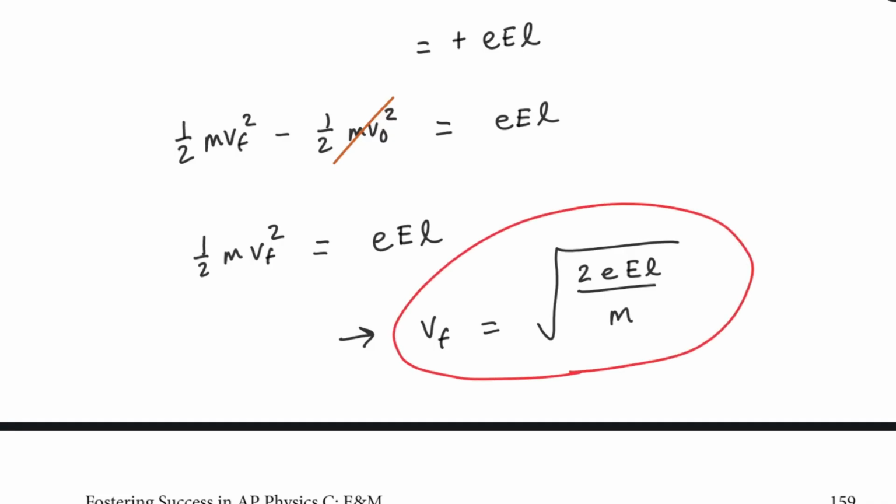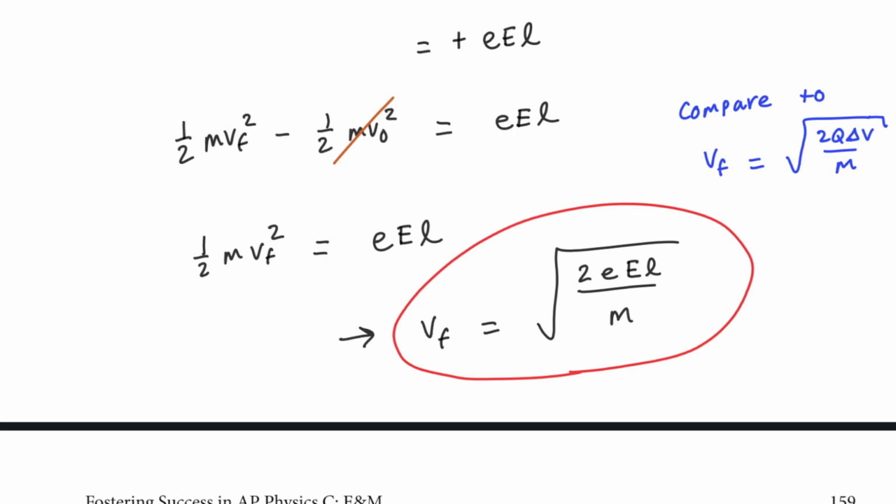And that's because compared to the result we got earlier, we've been dealing with expressions that look like this before. So 2 times Q times delta V over m, it's just that delta V is ED. So this quantity right here, this EL, is just a potential difference. So that's why we get this square root relationship again.